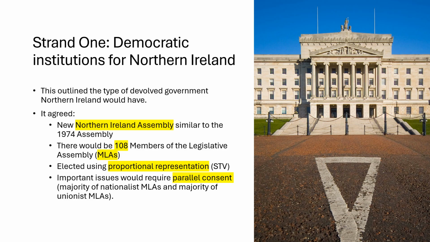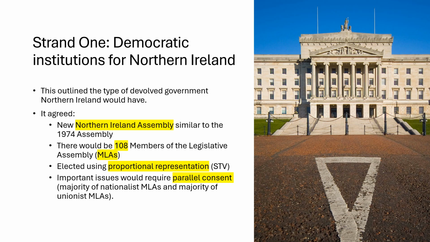So strand 1 then, as I've already alluded to, talks about internal affairs in Northern Ireland, just focusing on how Northern Ireland is going to be governed. And it outlined, as you can see, the type of devolved government Northern Ireland would have. So what they agreed, and what you need to know, is there is going to be a new Northern Ireland Assembly. And it's very similar to the Power Sharing Assembly that was set up in 1974. Remember, an assembly is basically the big room where politicians come together to vote on laws. It's not the government itself, they just pass laws and vote for and against laws.